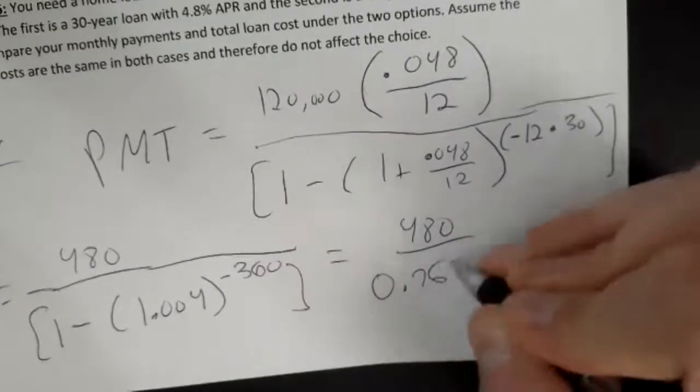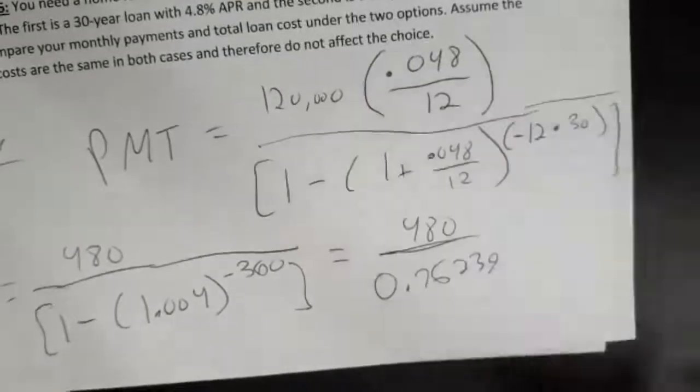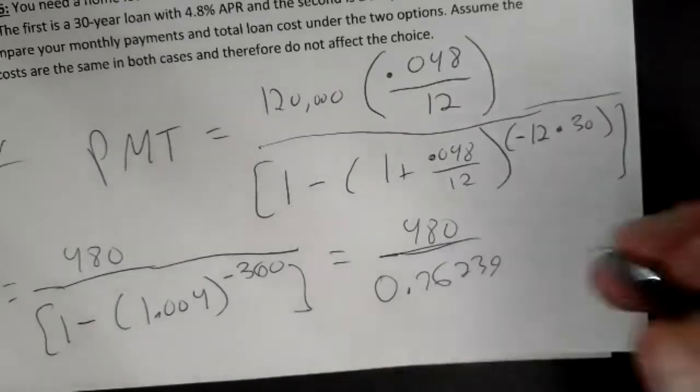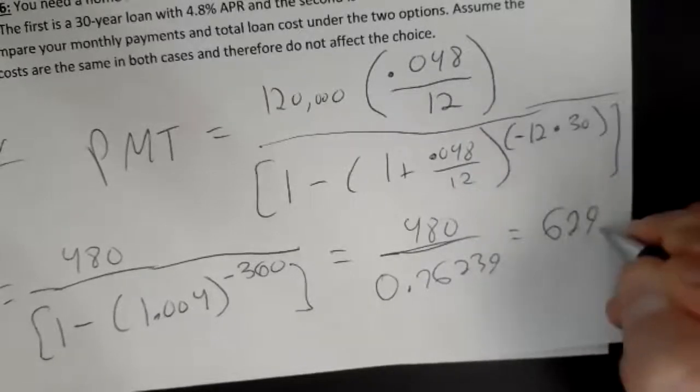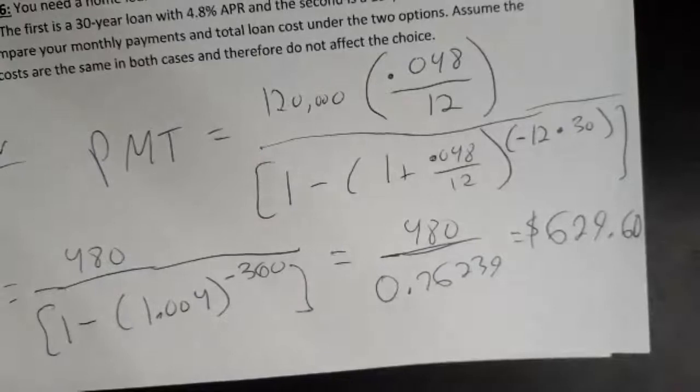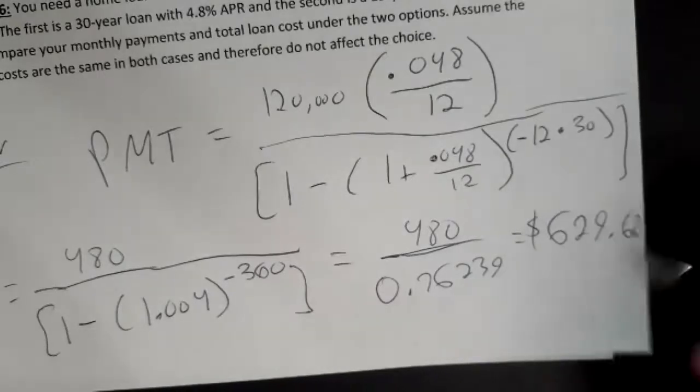76239 is the number that I'm getting on the bottom. So 480 divided by this thing should give me a payment of $629.60. So this is my monthly payment.